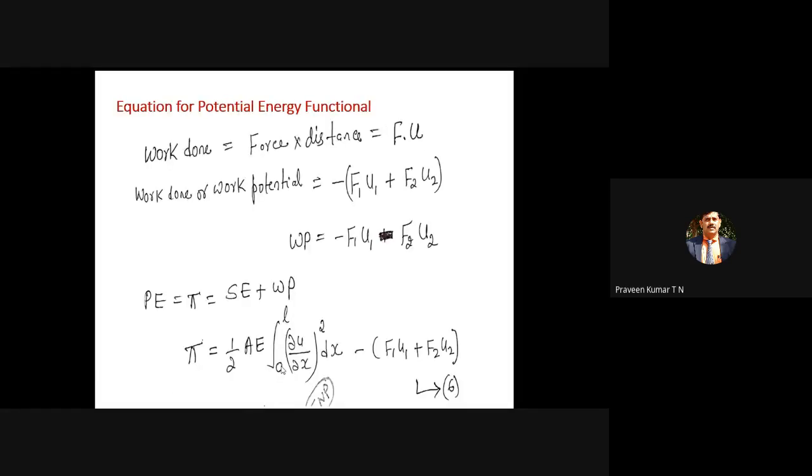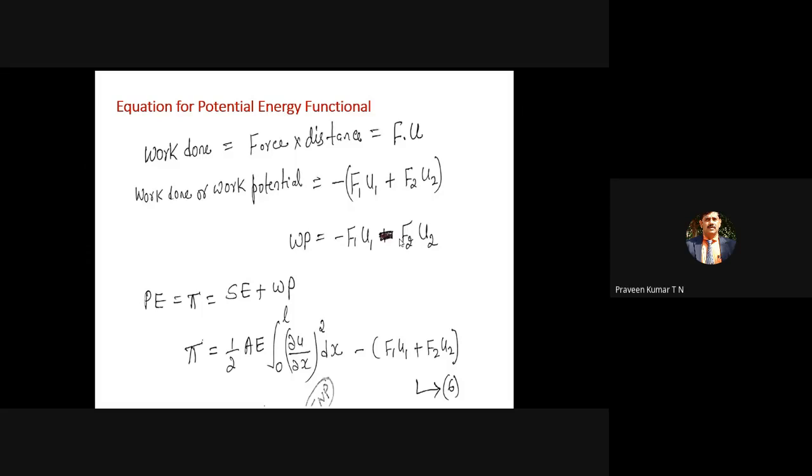Now, work done was already explained. The work done is equal to force into distance, F into U. At node 1, F1 into U1, plus at node 2, F2 into U2. Finally, we have a minus, because one is positive and another will be negative. So the work potential will always be considered as negative. The energy is already spent. Imagine you are giving a loan to someone else, that is negative. Whatever you have will be positive.